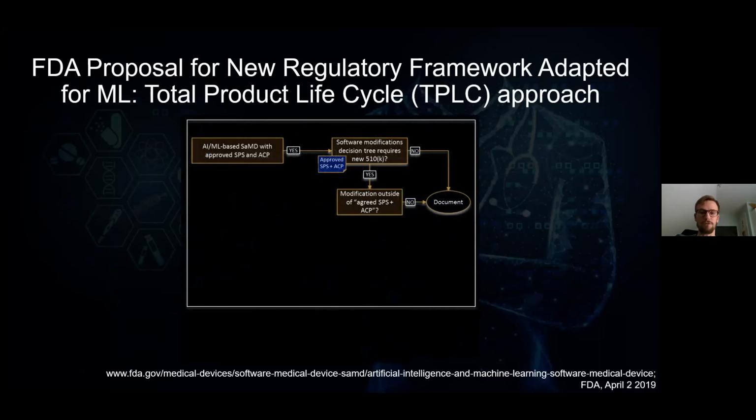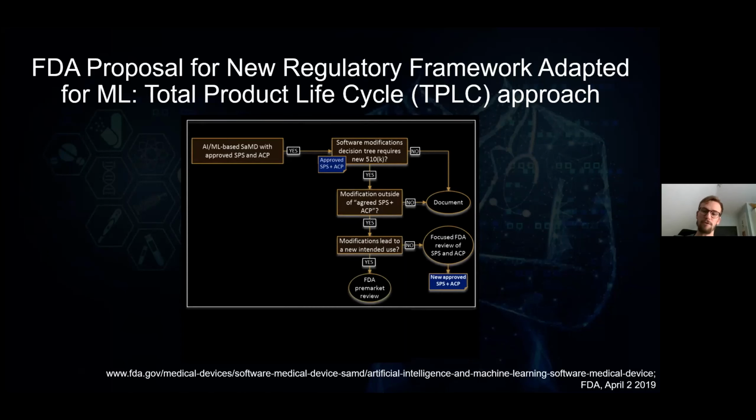You see an overview of this protocol in the flowchart here, which I have taken from the FDA white paper from last year, which I have simplified a bit for the sake of clarity. So basically, this framework states that if the modifications are within the agreed SPS and ACP, which were a part of the initial pre-market submission, then you only need to document the changes and follow the modification protocols as outlined in the ACP. If they are outside the agreed SPS and ACP but do not change the intended clinical use, the FDA will perform a review of the SPS and ACP, which, if approved, leads to an updated protocol, after which the manufacturer can update the software in accordance with this newly approved ACP. If the modifications are outside the SPS and ACP and they lead to a new intended use, then the manufacturer will need to seek a new pre-market approval.